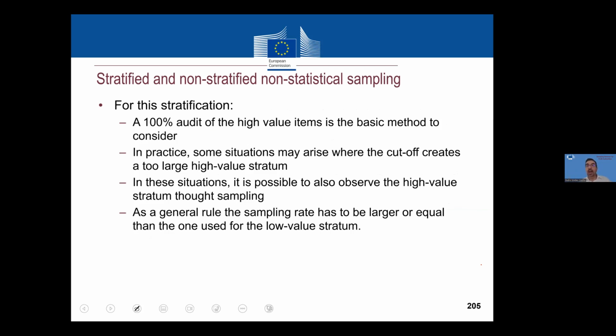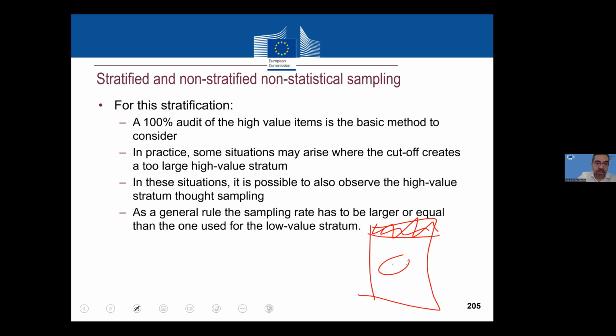By the way, under non-statistical sampling, you can also do a full audit of the high-value items. Remember, if you have a high-value item, you can consider to do a full audit. But sometimes under non-statistical sampling, this is just not possible. Why? Because sometimes you don't have enough sample size to cover the high-value items.